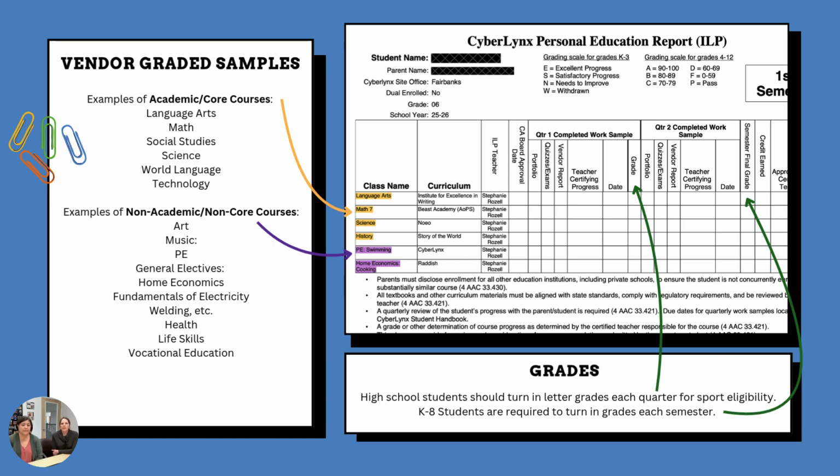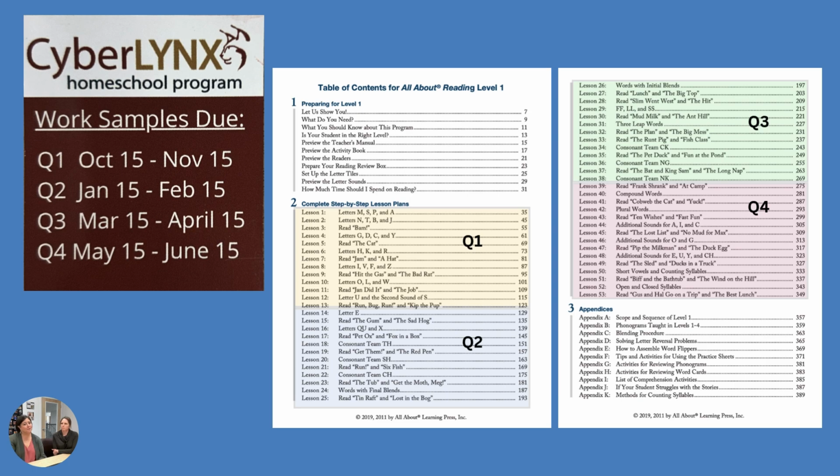Another important thing is grades. So the PER also serves as a report card. So if your student is in high school, you are going to tell us what grades to issue for each subject each quarter. If your student is in grades K through 8, we're looking for you to tell us what grades to issue at the end of each semester. So at the end of second quarter and at the end of fourth quarter. When are those quarters, Miss Karen?